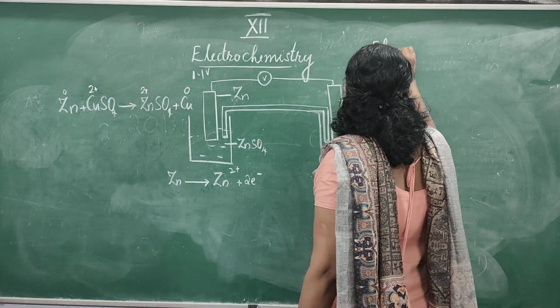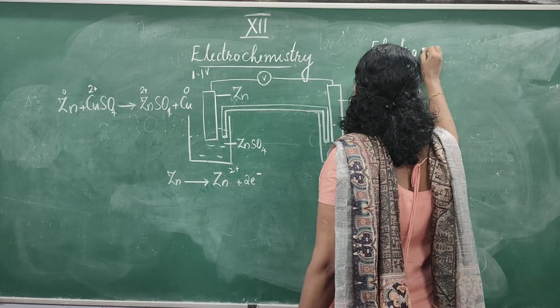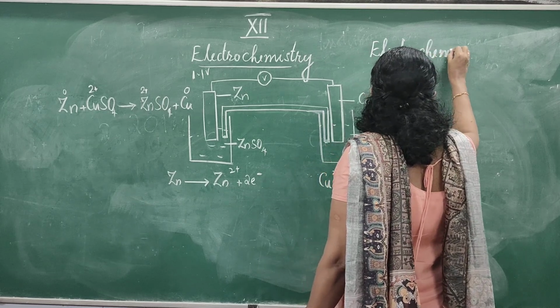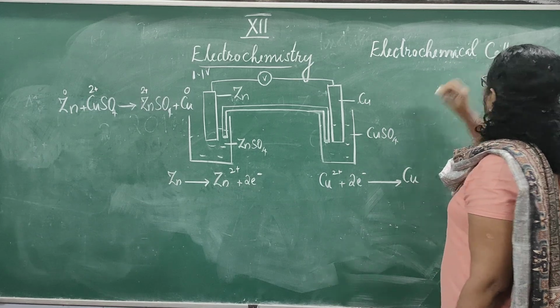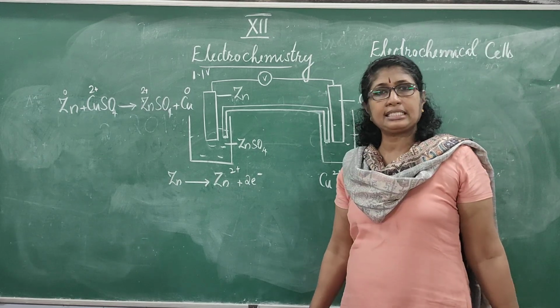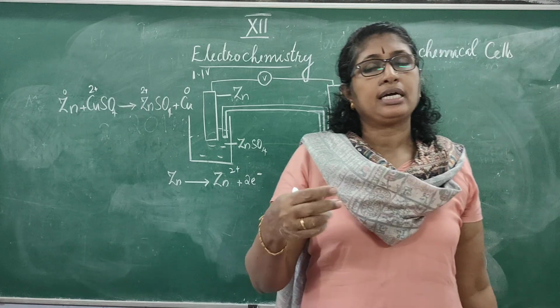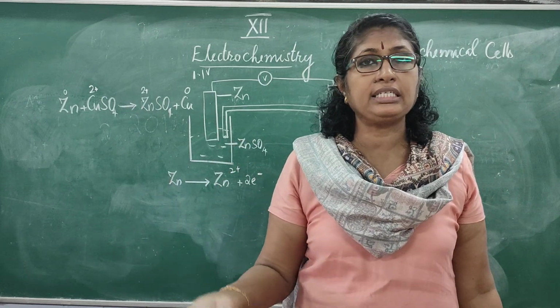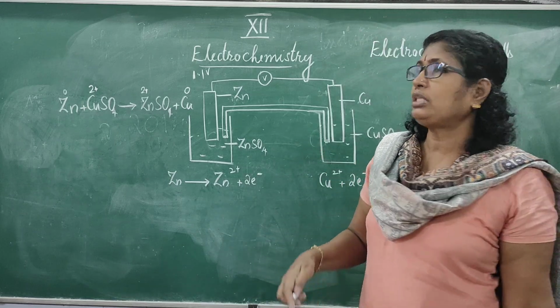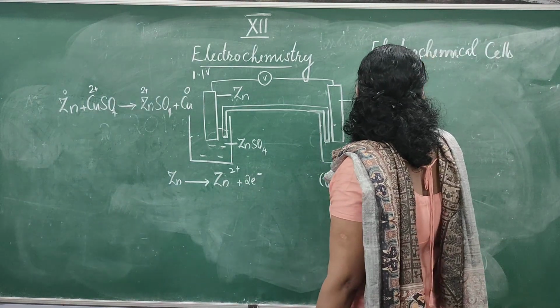Electrochemical cells are the devices which convert either chemical energy to electrical energy or electrical energy to chemical energy. Now there are two different types of electrochemical cells.